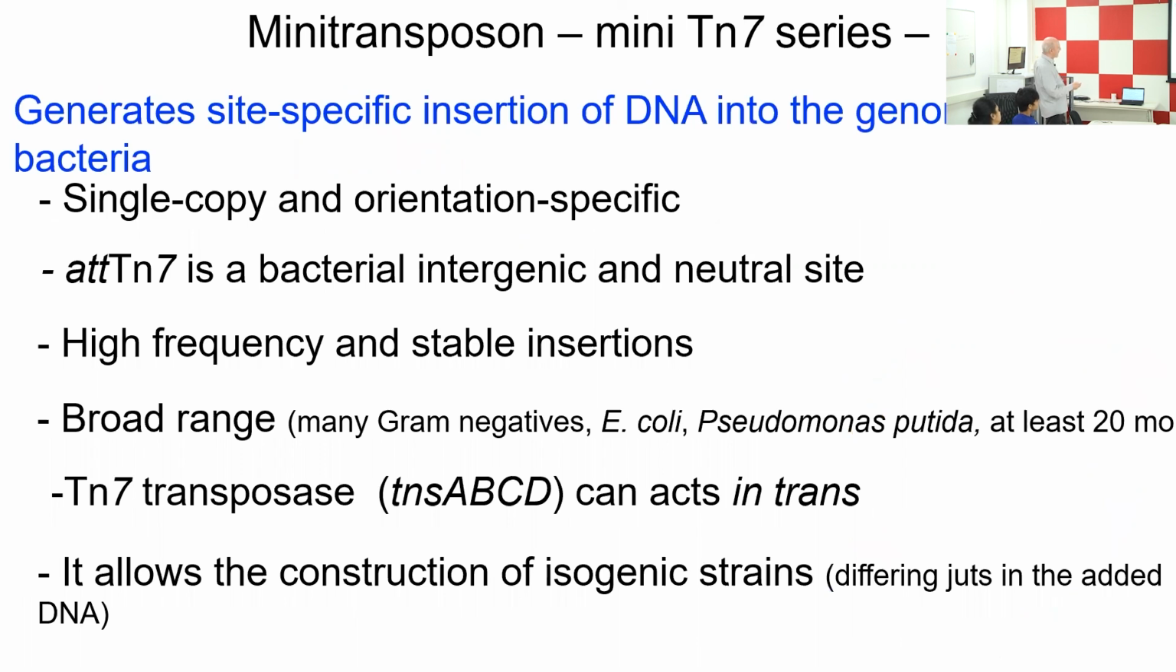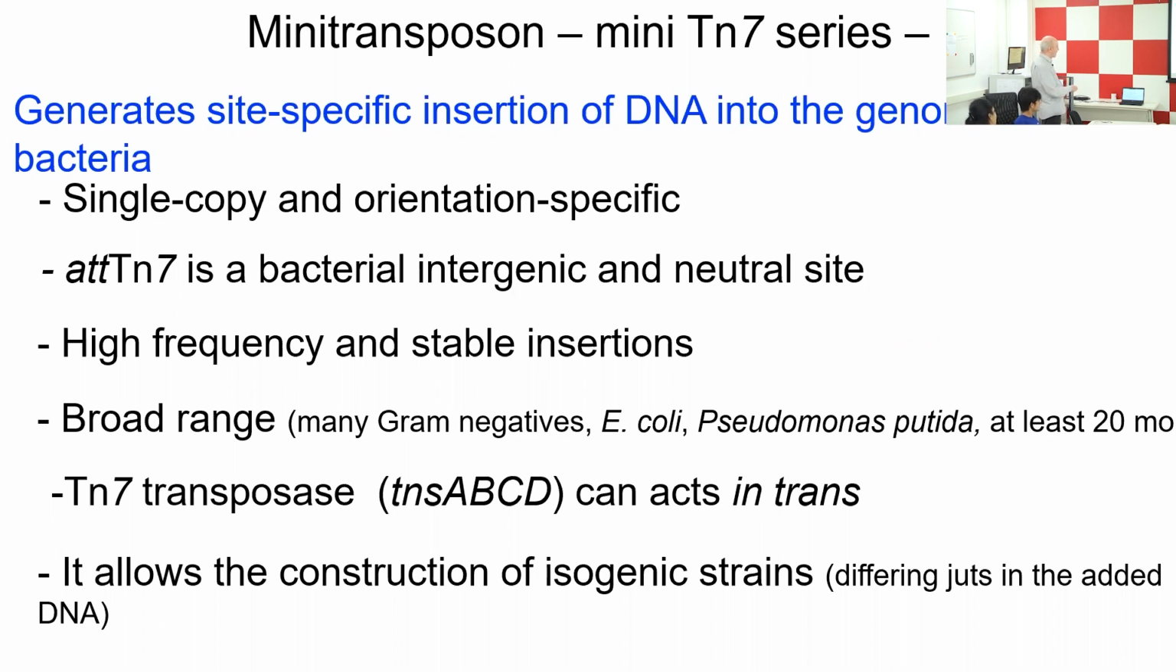In the case of Tn7, we also have different variants that for some applications are better than Tn5. They are orientation specific. They go to specific locations in the chromosome of the target bacteria, to a place that is called attTn7, so you go straight into that place. The frequency is very high, they are very stable, and they have a very broad range: many gram-negatives, different Pseudomonas, whatever.